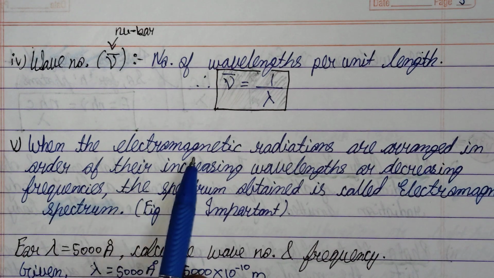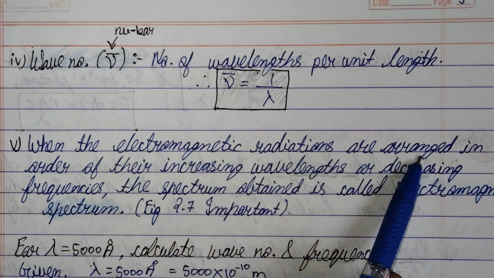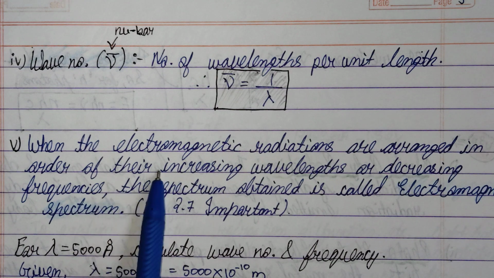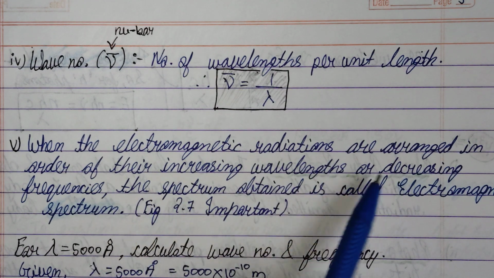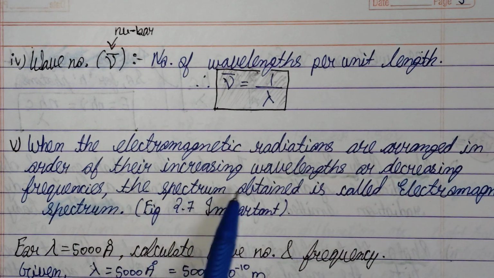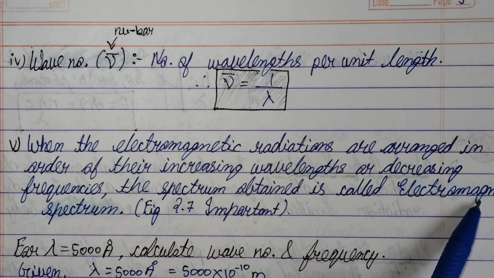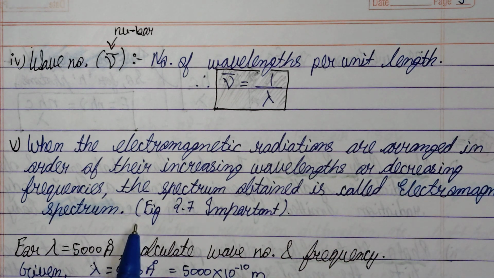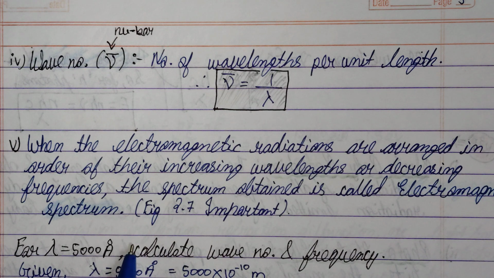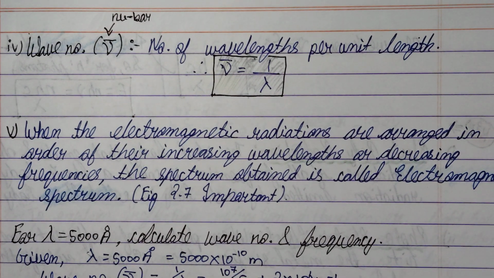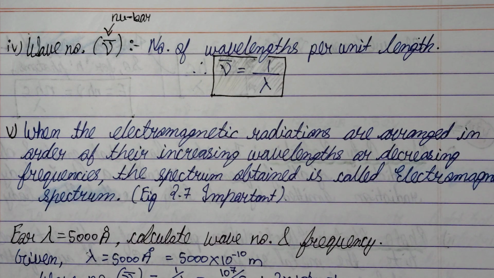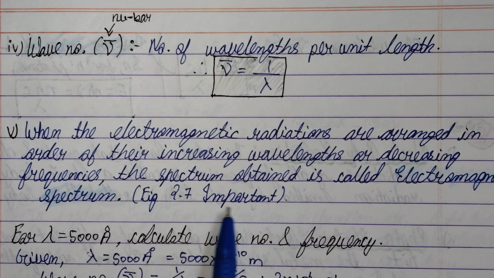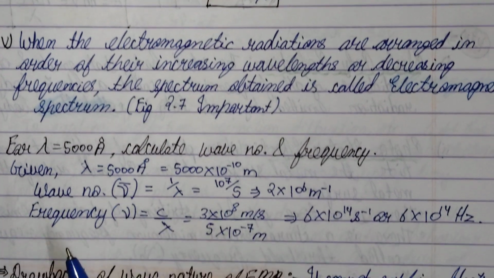Next is, when the electromagnetic radiations are arranged in order of their increasing wavelength or decreasing frequencies, the spectrum obtained is called electromagnetic spectrum. And this electromagnetic spectrum is important. So this figure 2.7 in the NCERT book is important.